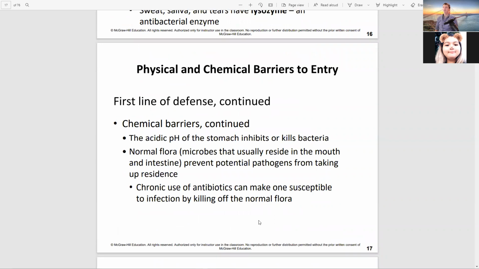So chemical barriers continued. The acidic pH of the stomach inhibits or kills bacteria. The normal flora, the microbes that usually reside in the mouth and intestine, prevent potential pathogens from taking up residence. However, chronic use of antibiotics can make one susceptible to infection by killing off the normal flora.